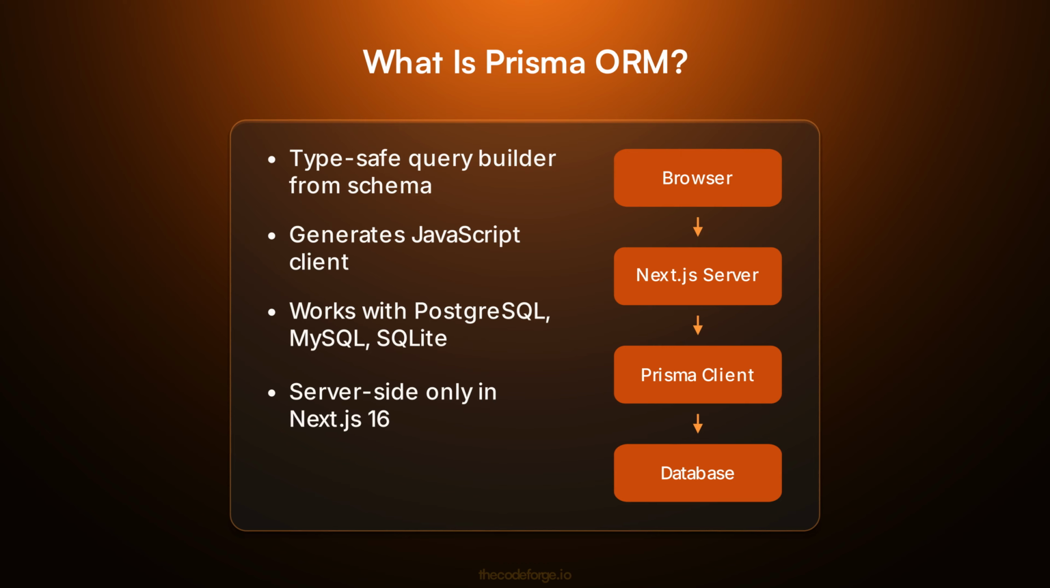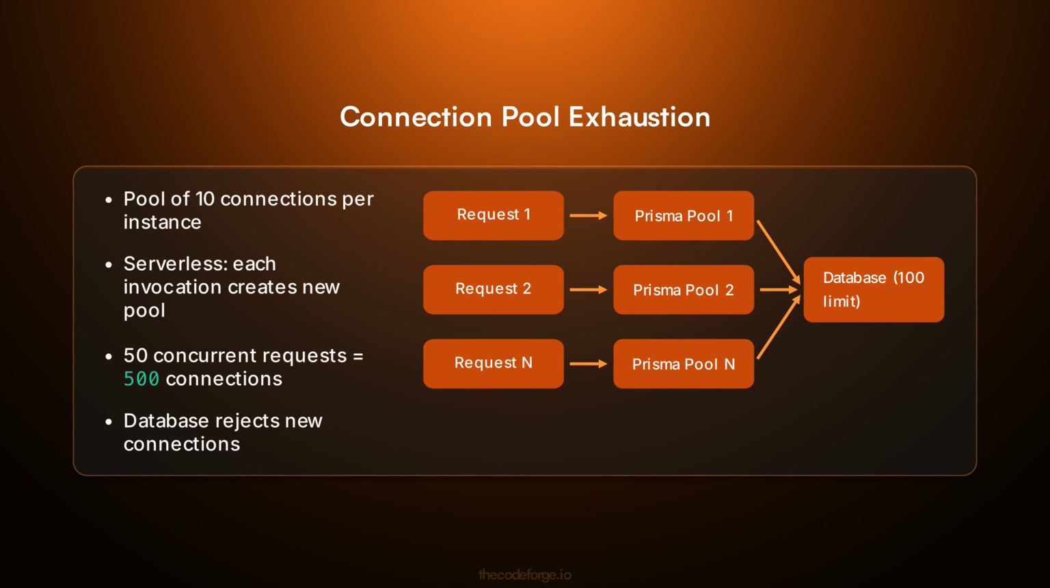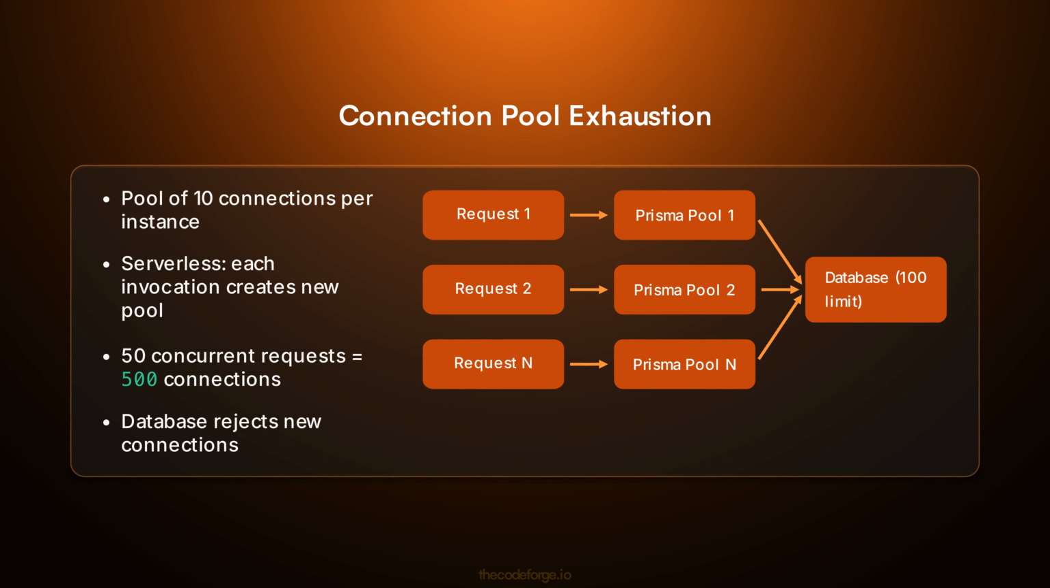Next.js 16 adds a constraint. This translator must stay on the server side, like a backstage crew that never appears on stage. Connection pool exhaustion is the silent killer of production Prisma applications. It happens when your database server runs out of available connections because clients are holding them open longer than necessary or creating too many instances.